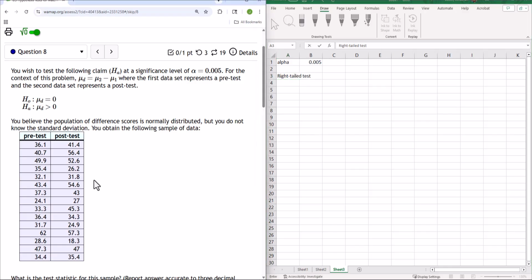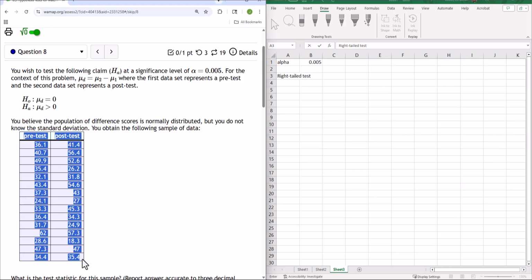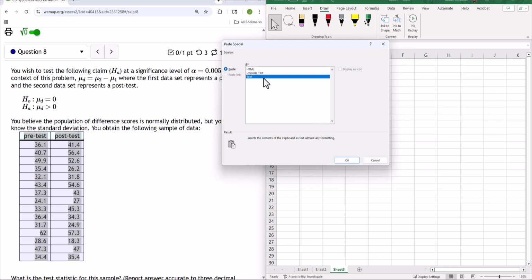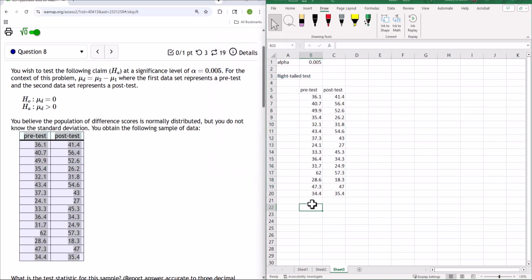So, you believe the population difference scores are normally distributed. We have the data set here. I'm going to just grab this data set and paste it here. Again, I like to use paste special every once in a while. Excel does something funky where a number comes through as not a number.